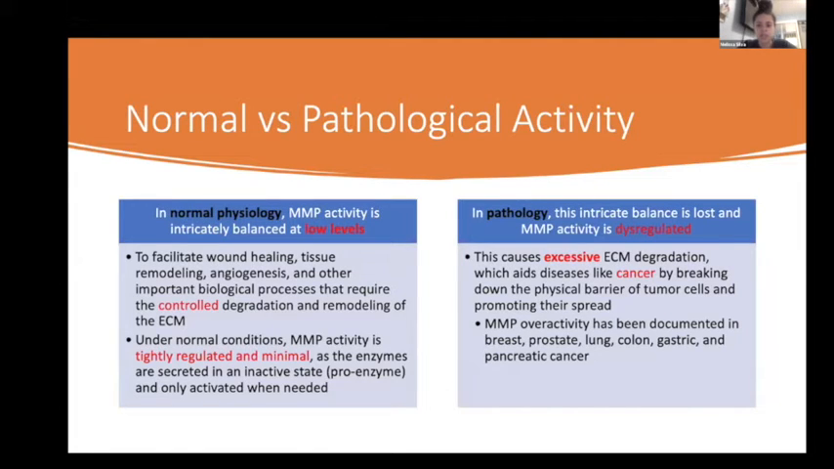Versus in pathology, this intricate balance is lost and MMP activity is dysregulated. This causes excessive ECM degradation, which aids diseases like cancer by breaking down the physical barrier of tumor cells and promoting their spread. MMP overactivity has been documented in breast, prostate, lung, colon, gastric, and pancreatic cancers.